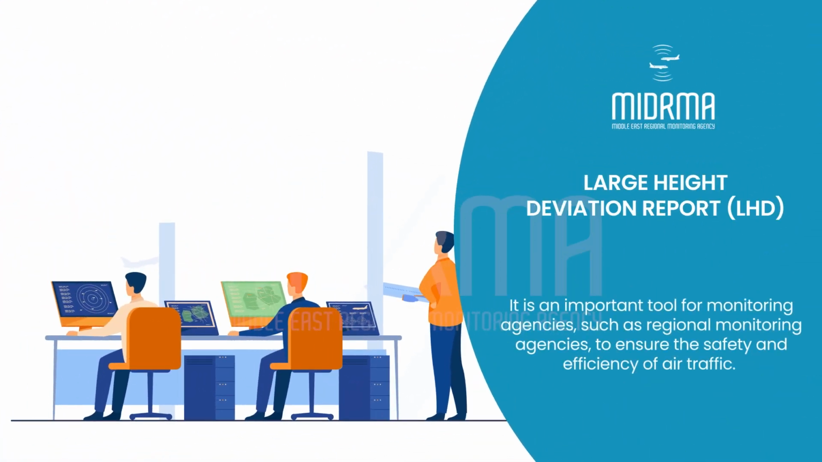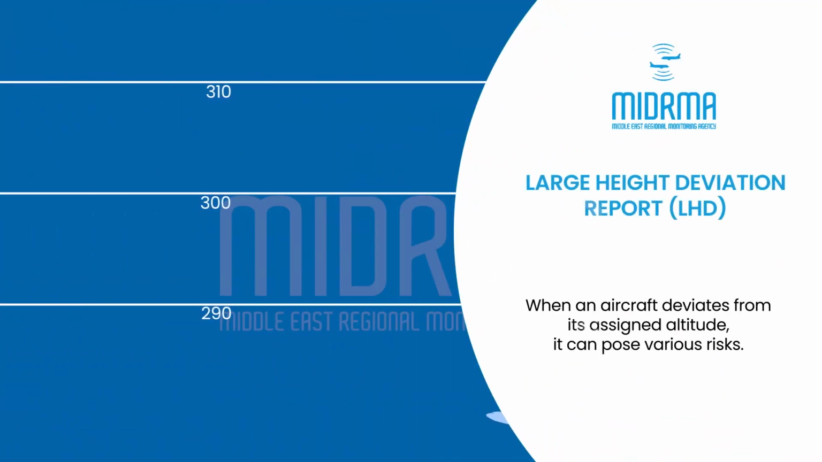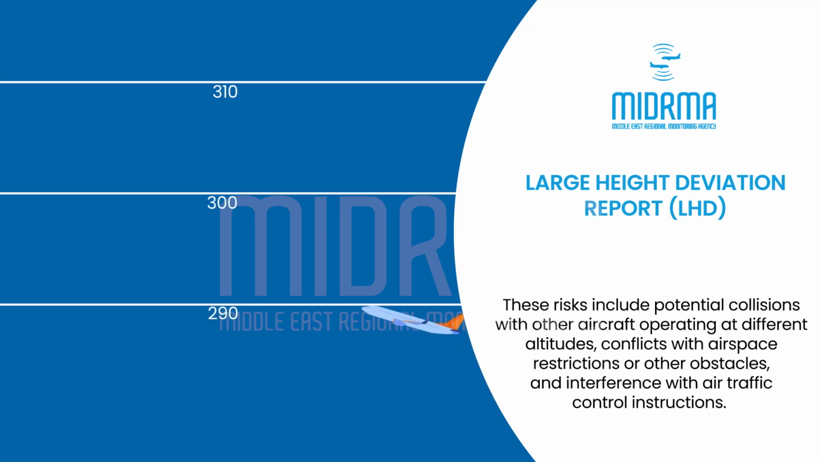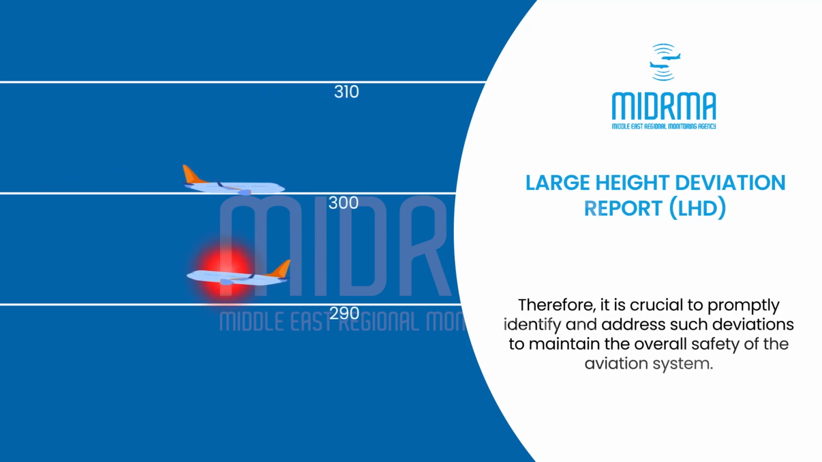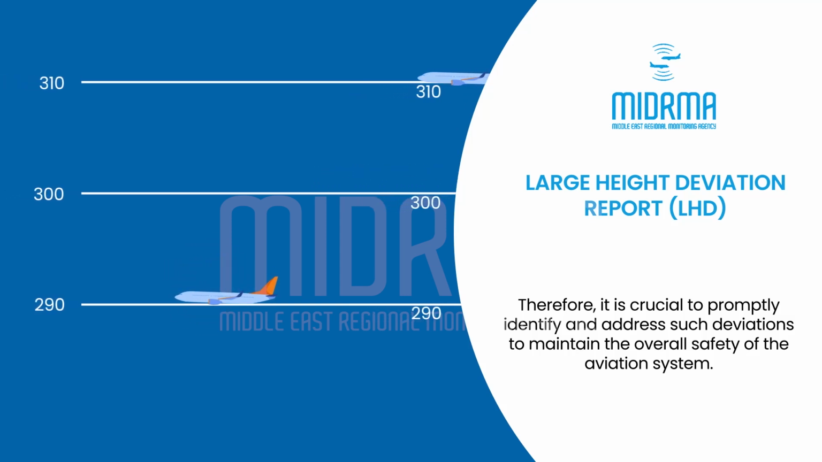It is an essential tool for monitoring agencies, such as regional monitoring agencies, to ensure the safety and efficiency of air traffic. When an aircraft deviates from its assigned altitude, it can pose various risks. These risks include potential collisions with other aircraft operating at different altitudes, conflicts with airspace restrictions or other obstacles, and interference with air traffic control instructions. Therefore, it is crucial to promptly identify and address such deviations to maintain the overall safety of the aviation system.